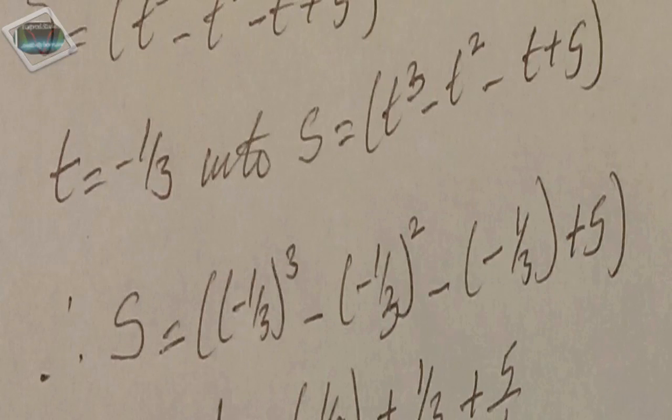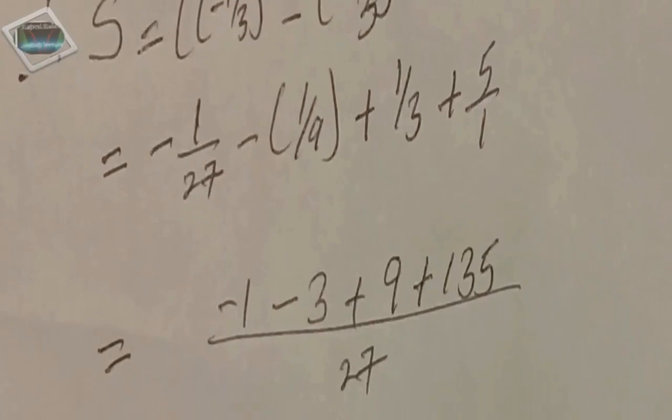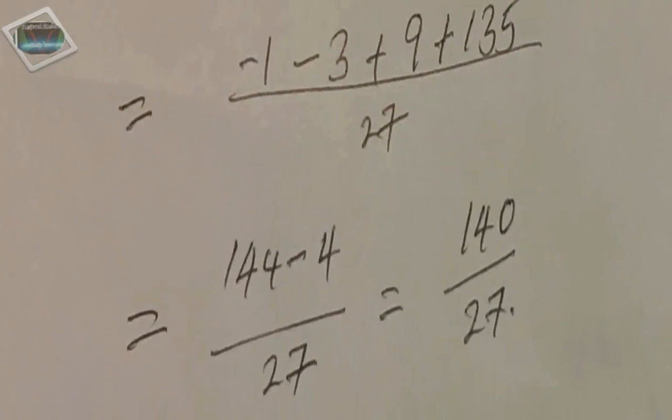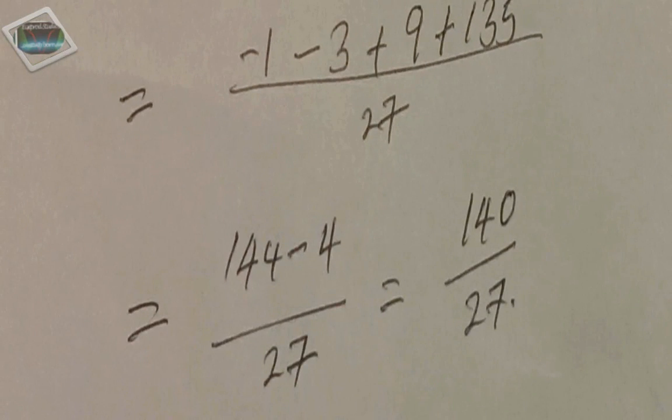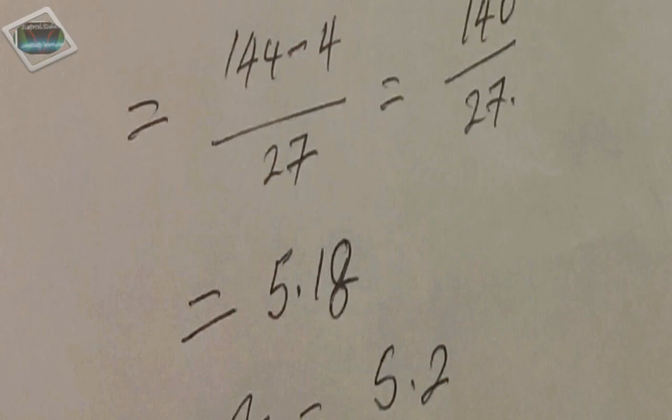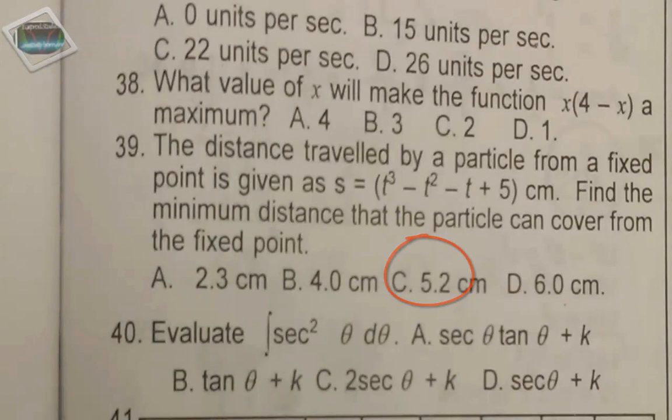Therefore s is equal to (minus 1/3) cubed minus (1/3) squared minus 1/3 plus 5. That is equal to minus 1/27 minus 1/9 plus 1/3 plus 5/1. That will be minus 1 minus 3 plus 9 plus 135 all over 27, 27 being the least common multiple, or LCM, of the above fractions. That will be equal to 140 over 27, which is equal to 5.18. And this is approximately 5.2, which is C.